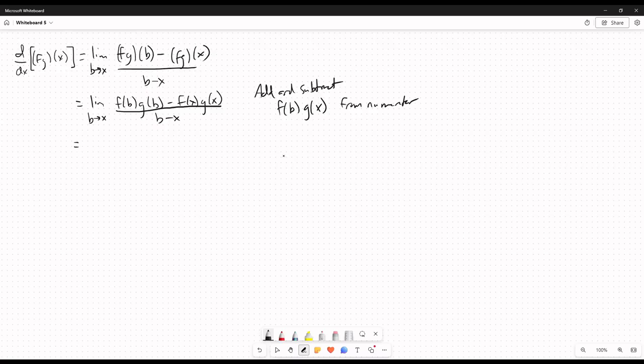And I'll put it in a very special place. I'm going to stick it right in the middle. So we're going to have f of b, g of b. I'll start by subtracting it. We'll do minus f of b, g of x. Now we'll add it back in, plus f of b, g of x, minus f of x, g of x. All of that over b minus x.